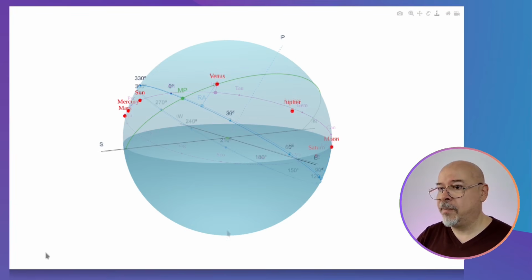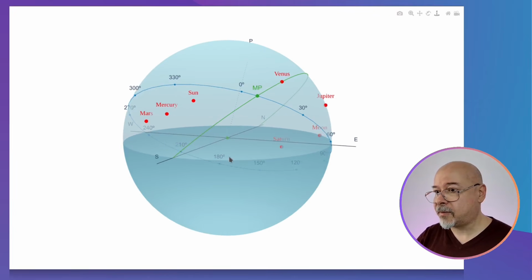Look at this image. If you draw a line through a planet, for example through Venus, from south to north, this line is called the planet's circle of position. The intersection of this line with the celestial equator is called the planet's mundane position.